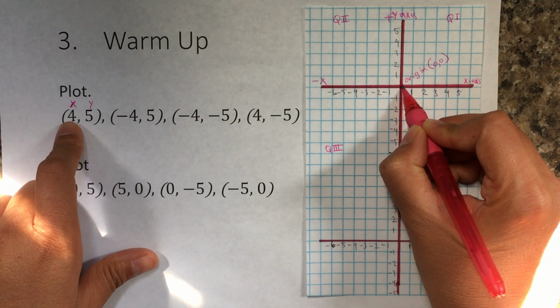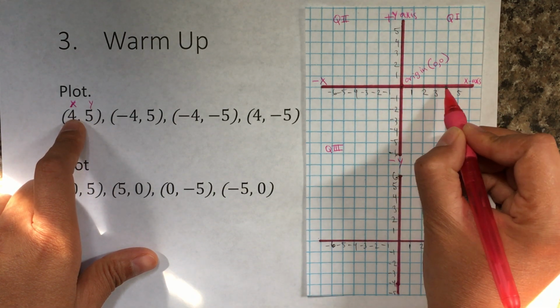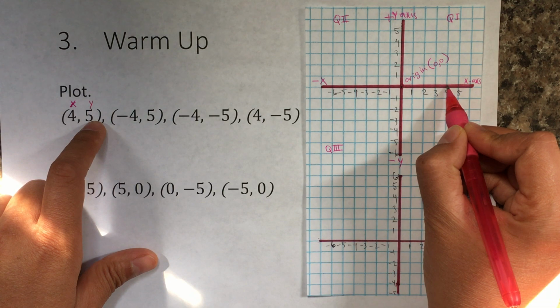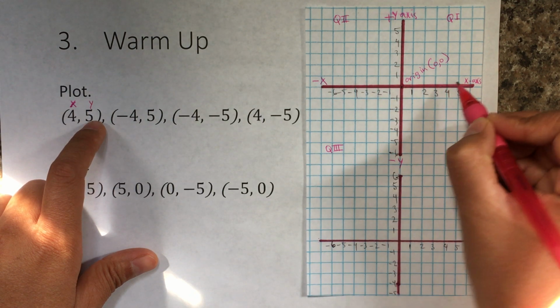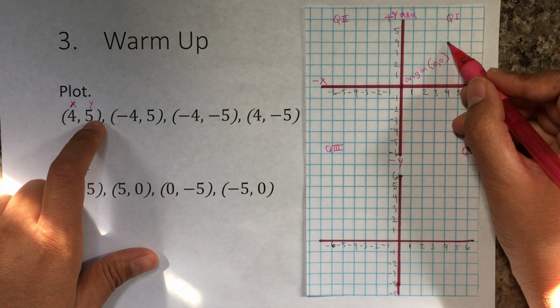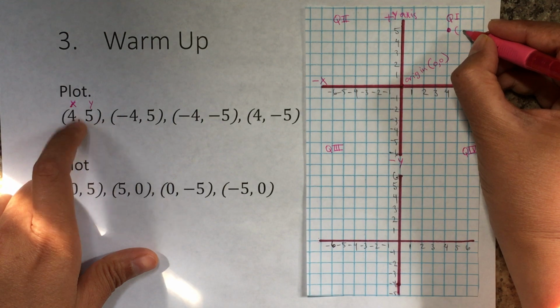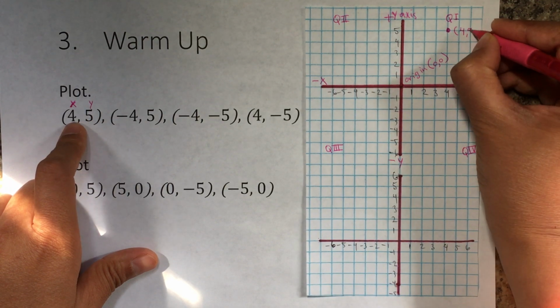And it says plot 4, 5. So 4 on X, 1, 2, 3, 4, then 5 on Y. Notice that I didn't put my point in there. I'm going to go up now, 1, 2, 3, 4, 5. So the point is right here. So that's the first point, which is 4, 5.